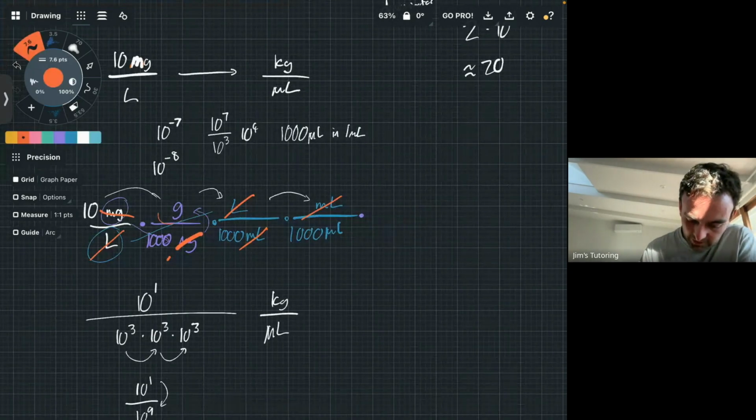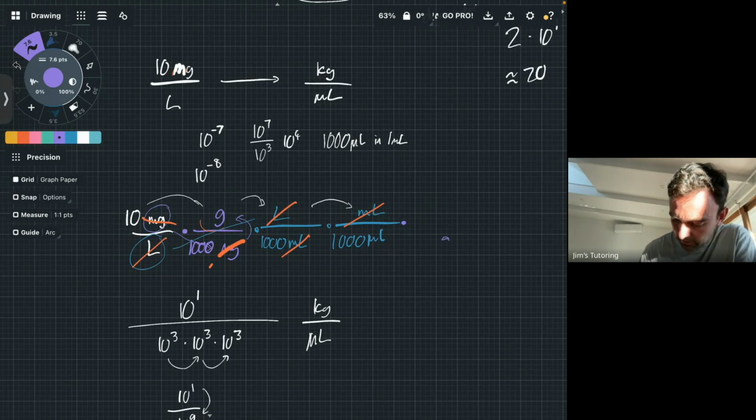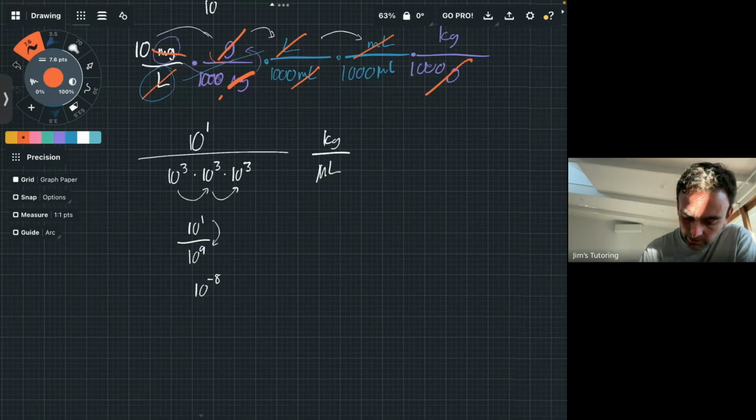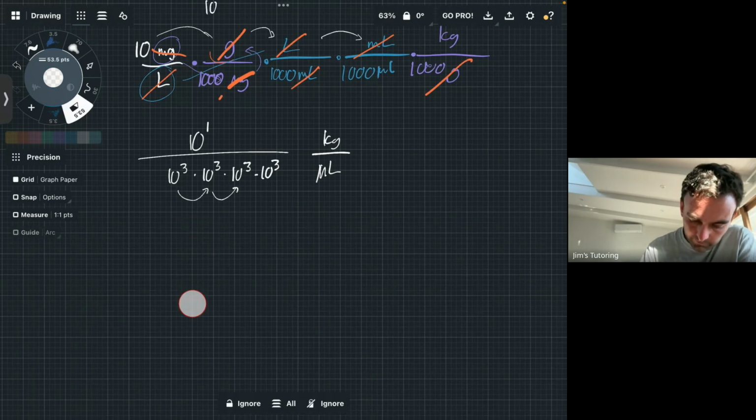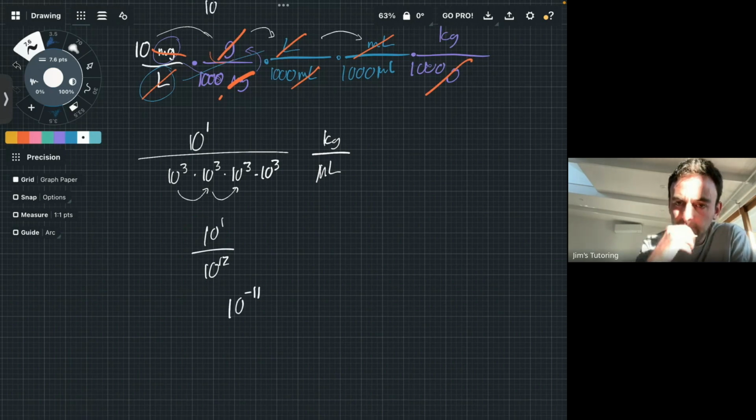And then to get this last one to kilograms, we'd put grams on the other side of the equation, then kilograms, and then 1,000 grams here. So cancel, cancel. So that actually means we have another 10 to the 3 down here, which means this would be 10 to the 1 over 10 to the 12. So this would actually be 10 to the negative 11.